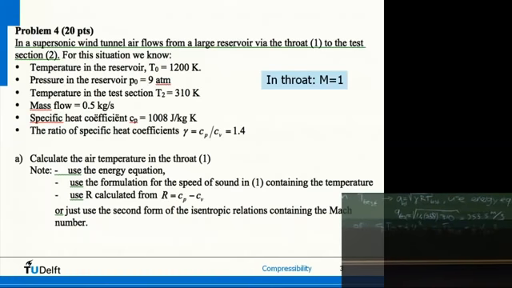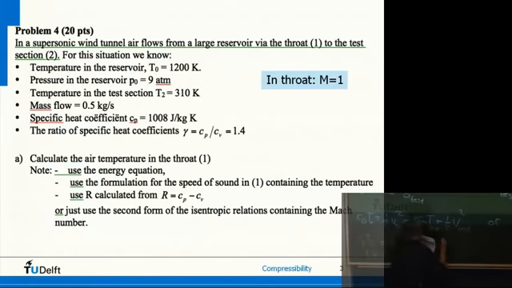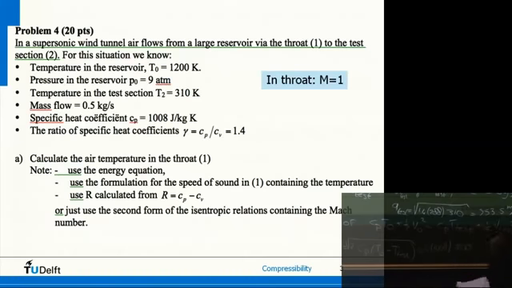So we have CpT0, and then V0 is almost 0, so that's equal to CpT test plus a half V test squared. So V test is equal to the square root of 2 times (CpT0 minus Cp T test). So that is equal to the square root of 2 times Cp, which is 1008, times (T0, which is given there, 1200 Kelvin, minus T test, which is given, 310). And then we find 1,339.5 meters per second.